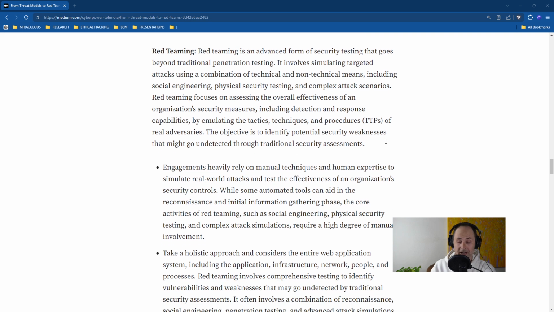Next up, perhaps finally, from the professional business layers, we don't know about the secret ones. Perhaps we'll talk about those another time, but red teaming is an advanced form of security testing that goes beyond traditional pen testing. It involves simulated targeted attacks using a combination of technical and non-technical means, including social engineering, physical security testing, and complex attack scenarios.